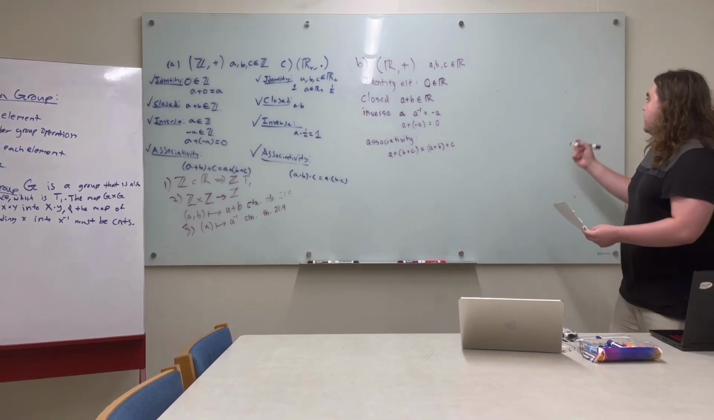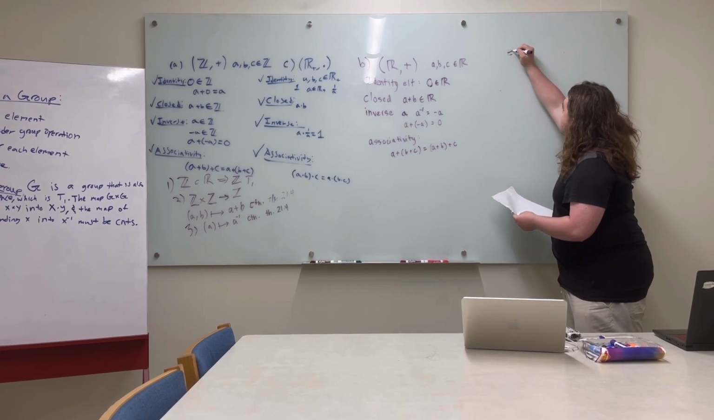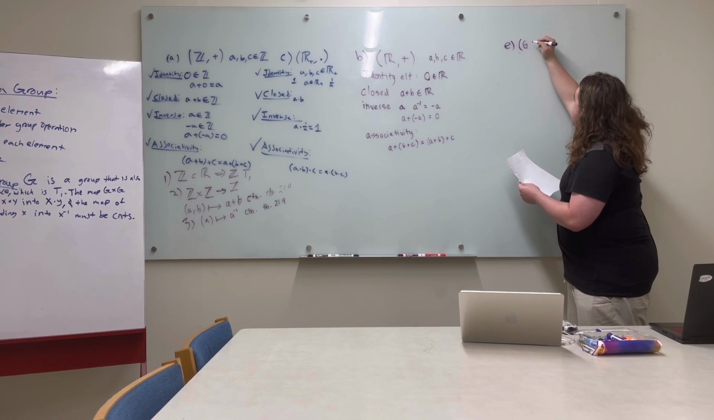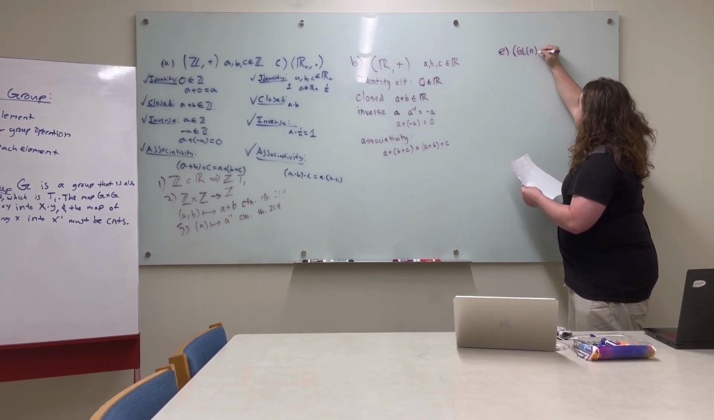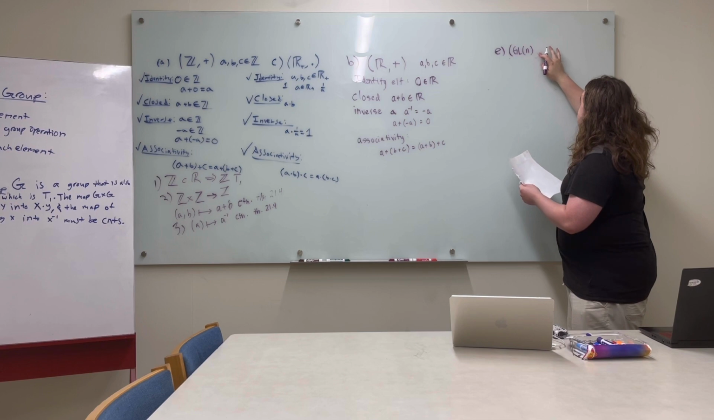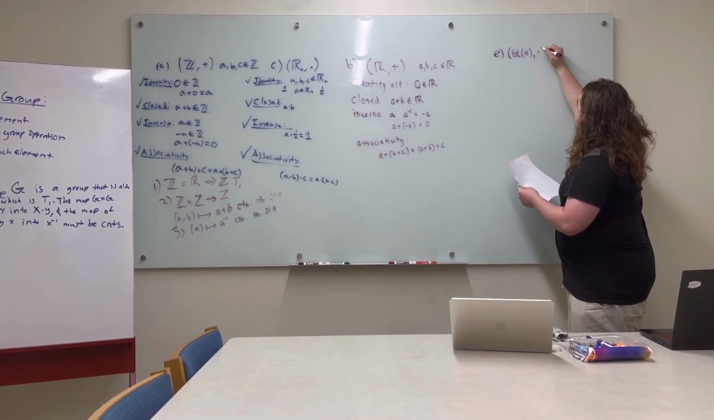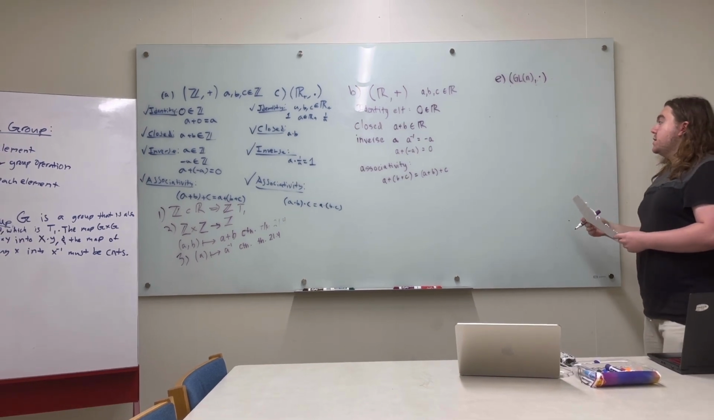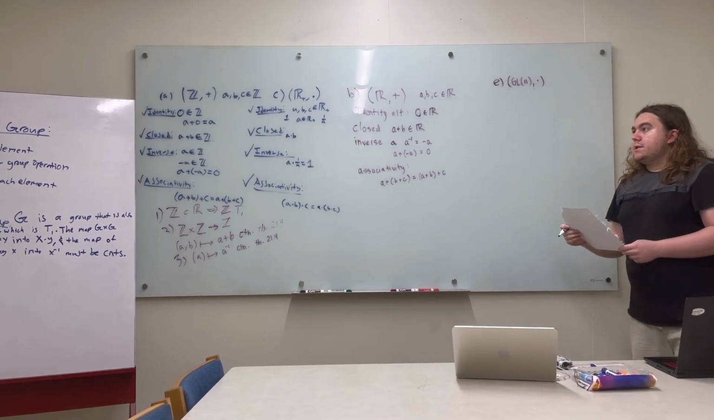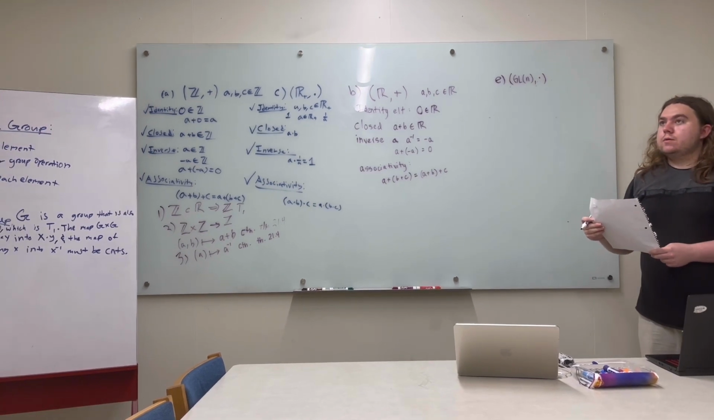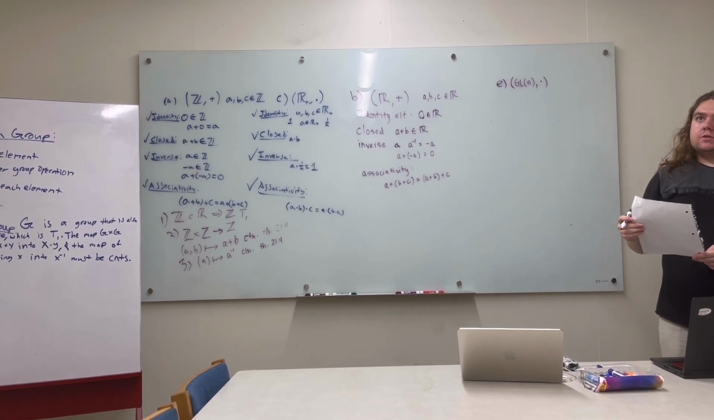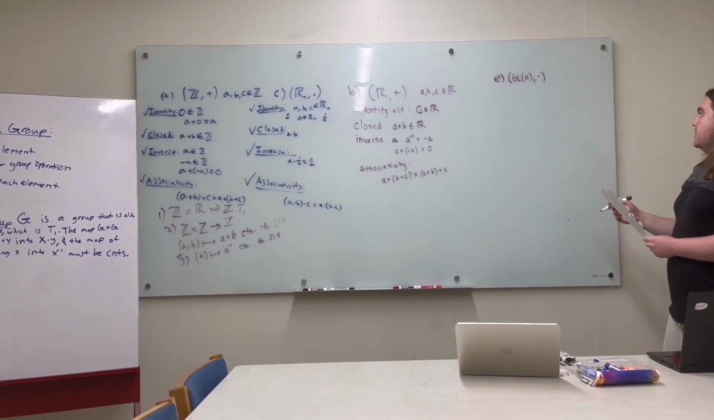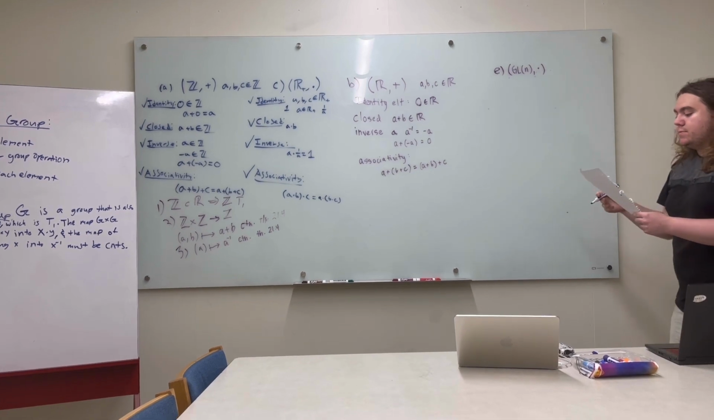So our fifth and final group, E, is the set GLN with matrix multiplication. So what is GLN? GLN is the set of n by n non-singular matrices. And this is simply just matrix multiplication.